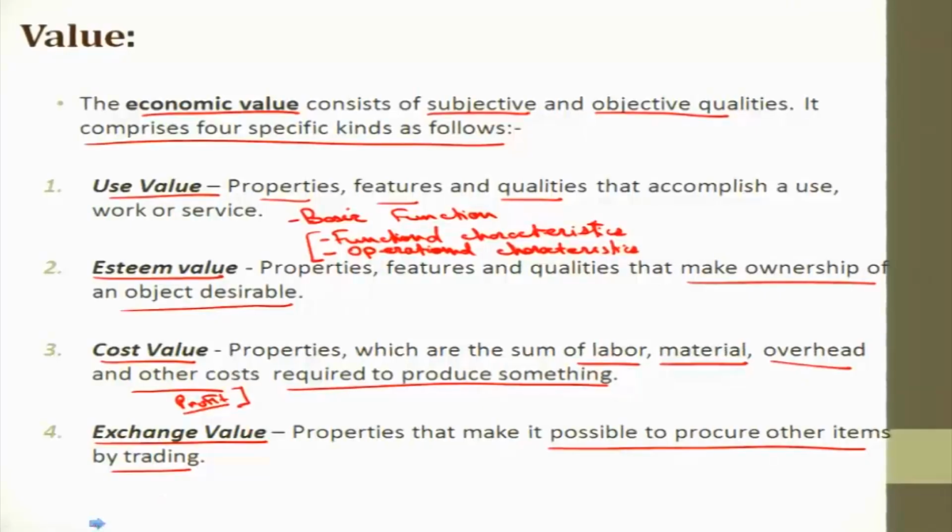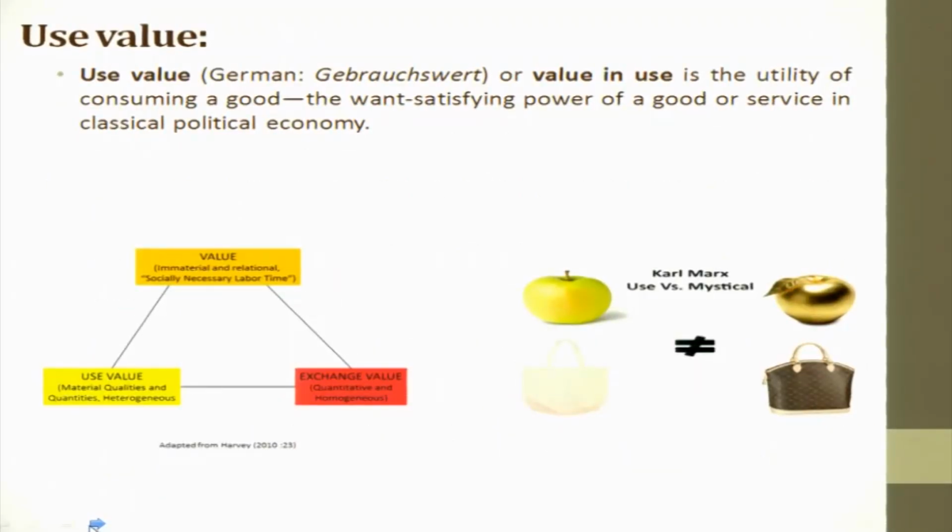So let us discuss a little more about the kinds of value. Now use value, it was the definition given by this German philosopher. He said that the value in use is the utility of consuming a good, the want satisfying power of a good or service in classical political economy. This is too broad a definition. Like the use value I can discuss using this Karl Marx philosophy. He says that in political economy, any product has a labor value or a use value, and if it is traded as a commodity in markets, it additionally has an exchange value.